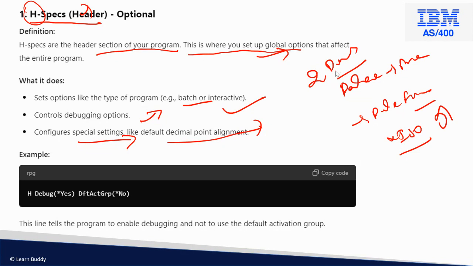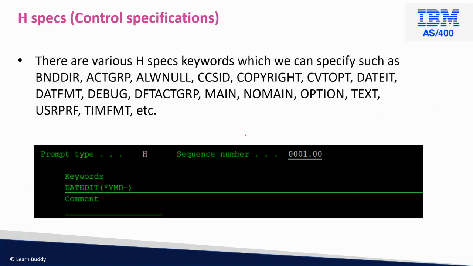And how can you control this? Okay, as you can see, there is an example: debug is *S. Okay, this is what I'm controlling. I want you to be able to debug this program, and default activation group is *NO. Okay, it's basically related to ILE programs. Okay, these are some different kinds of options which you can use to control your program globally.